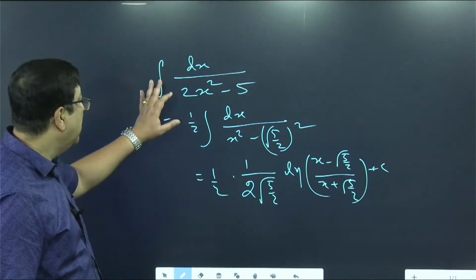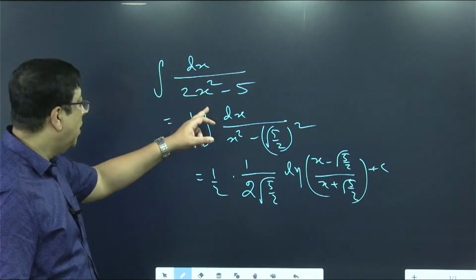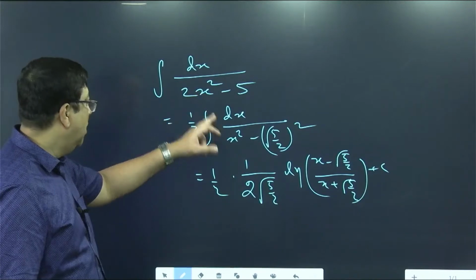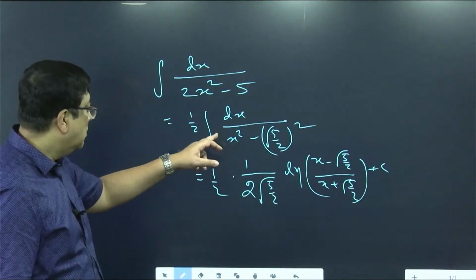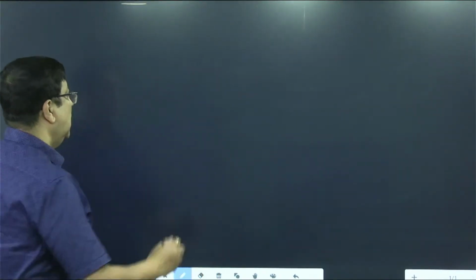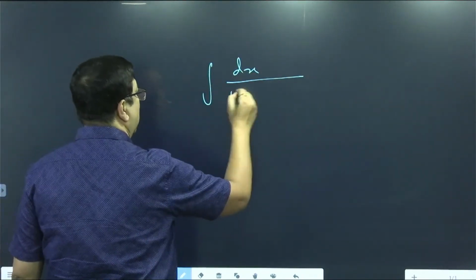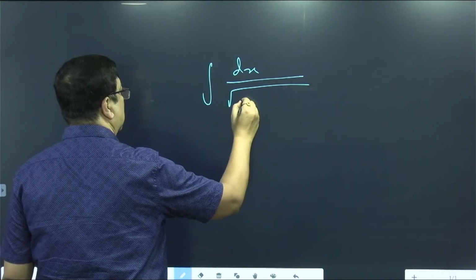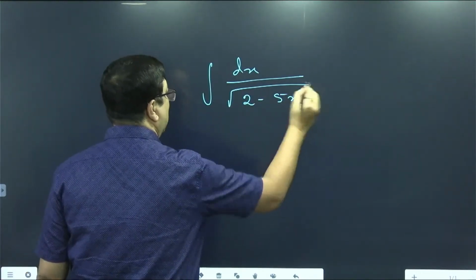Okay. Next sum. In this way, we'll manipulate. Once again, I'm telling you, the numerical coefficient of x square to apply this formula should be 1. It means we have to take the coefficient of x square as 1, and the constant we can manipulate in any way. One such sum I am giving you, then I will show you some application: root over 2 minus 5x square, solve it.